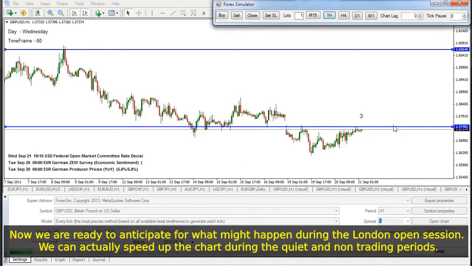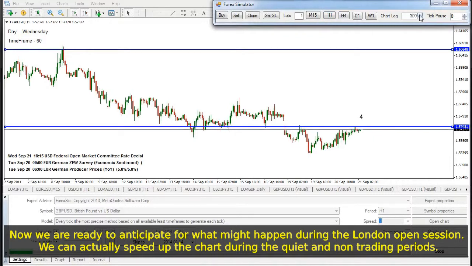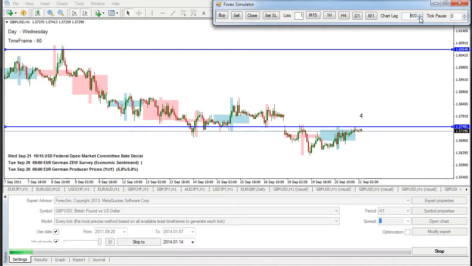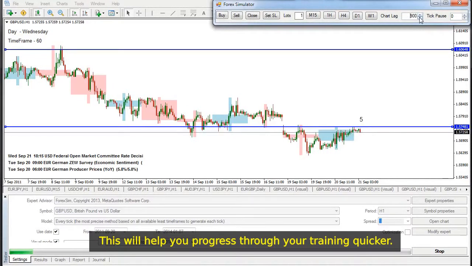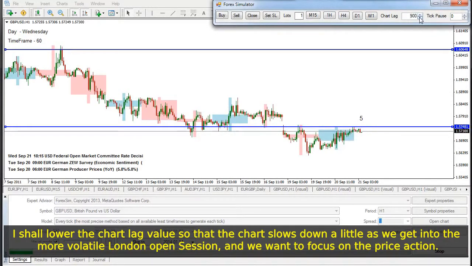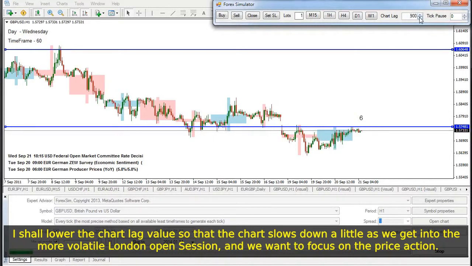Now we are ready to anticipate what might happen during the London Open session. We can actually speed up the chart during the quiet times and then slow it during trading periods. This will help you progress through your training quicker. I shall lower the chart lag value so that the chart slows down a little as we get into the more volatile London Open session, and we want to focus on the price action.